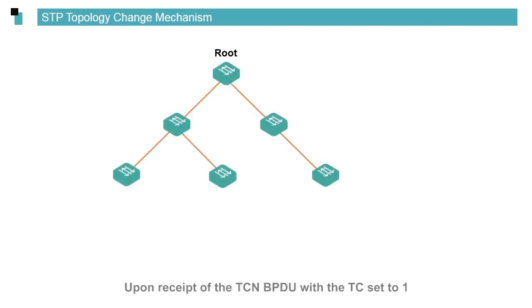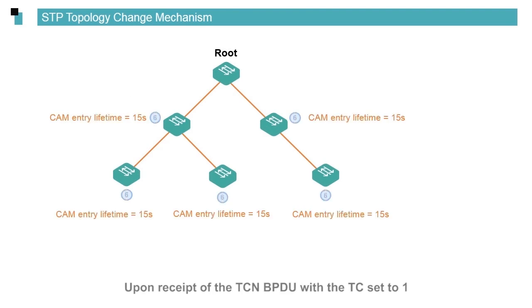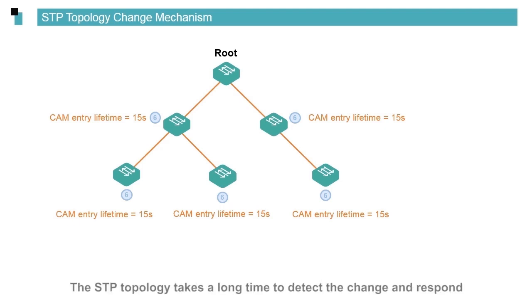Upon receipt of the TCN BPDU with the TC set to 1, the other switches reduce the lifetime of the MAC address table to 15s to speed up the MAC table update. Once the topology of the switching network changes, some entries in the MAC address table become unavailable. The STP topology takes a long time to detect the change and respond. Some sensitive services do not allow for significant periods of network interruption. To reduce network interruption, MSTP is used.